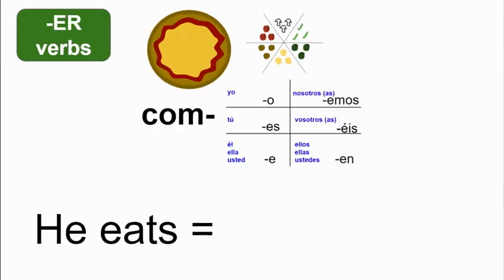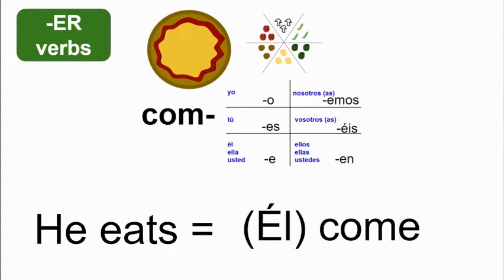I want to say he eats. I'm looking at my verb box. There's a blue word, él, that means he. And I know that the ending is going to be just the letter E. So I'm going to say él come. And I put the L in parentheses because remember that word is kind of optional in Spanish.